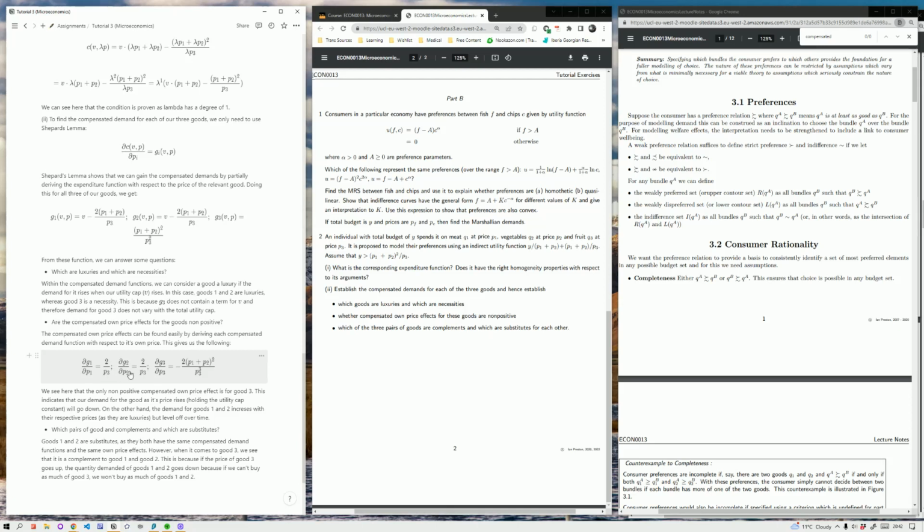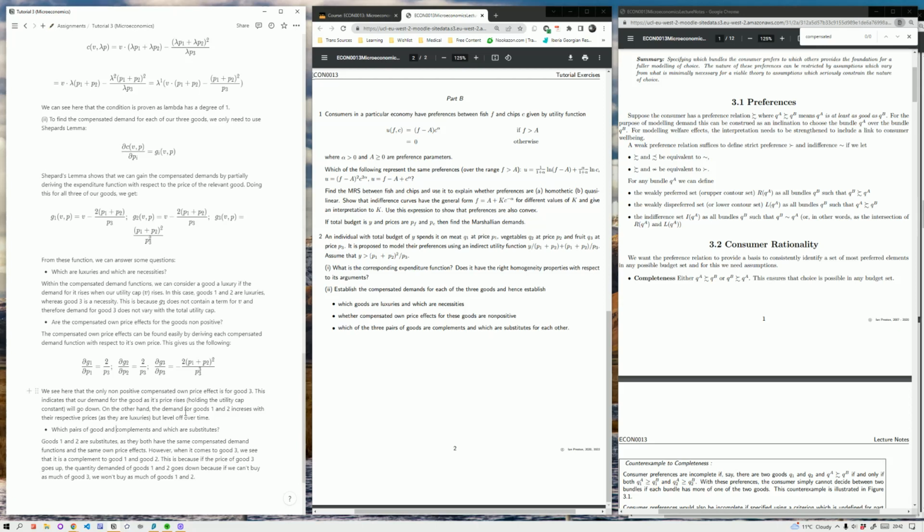There's literally no effect on any of them. And in this case, they're always going to be positive because we're not going to demand a negative amount of good 3 ever, really. So, yeah, they're always positive. But for good 3, it's always going to be negative because both terms on here are positive and it's negative overall. So the own price effect for 3 is going to be negative.